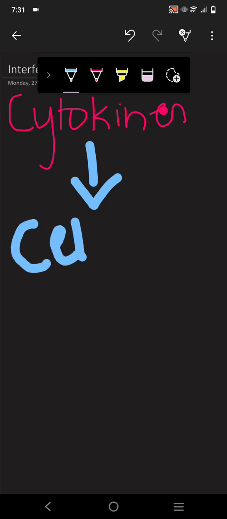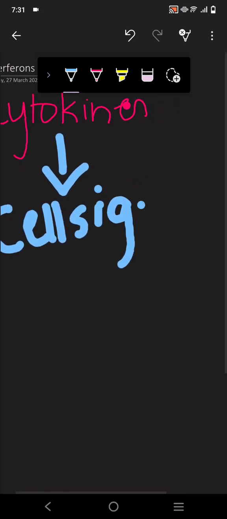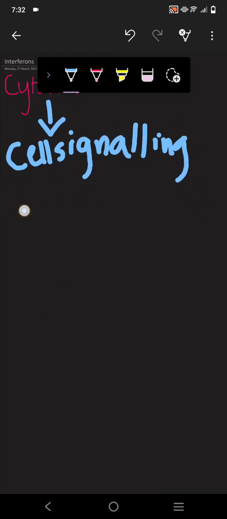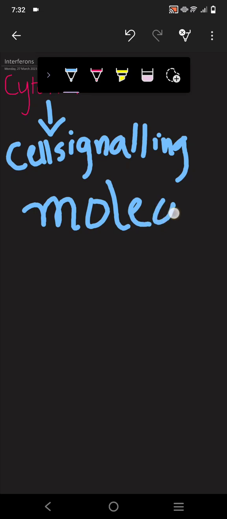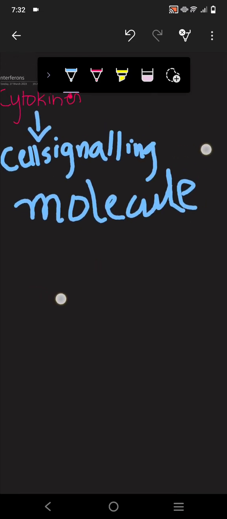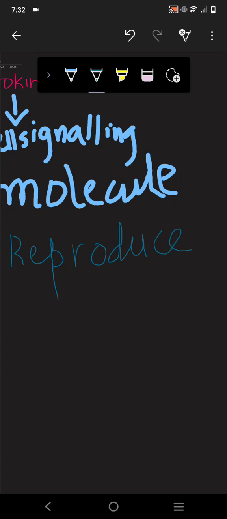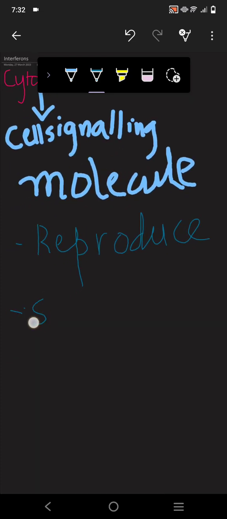Cell signaling molecules. If I could give you an example of why they are called cell signaling molecules, they can provide information to the cell to reproduce, to grow, or to perform, or to give the signal to the cells against bacteria or any pathogen.